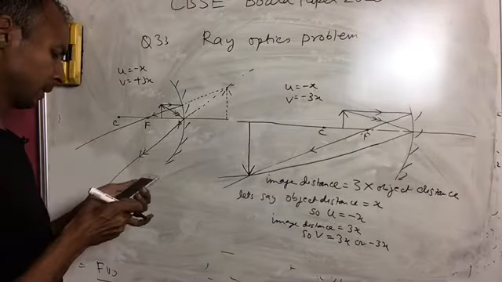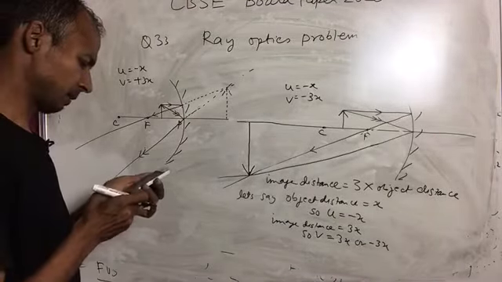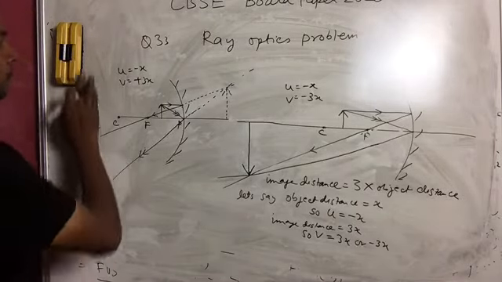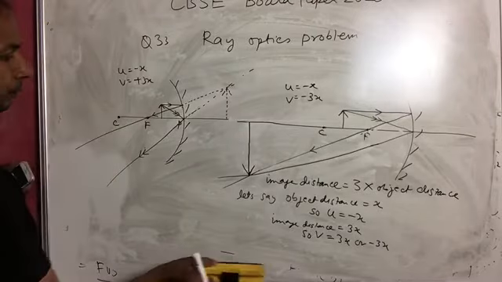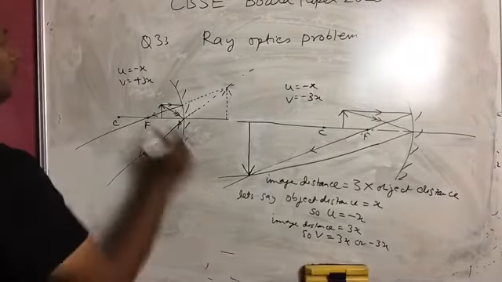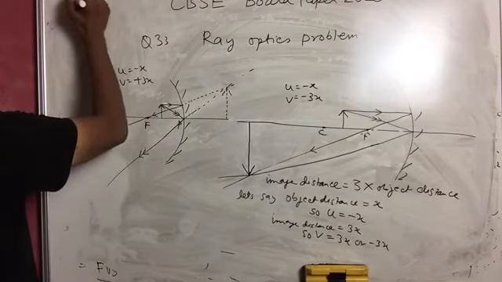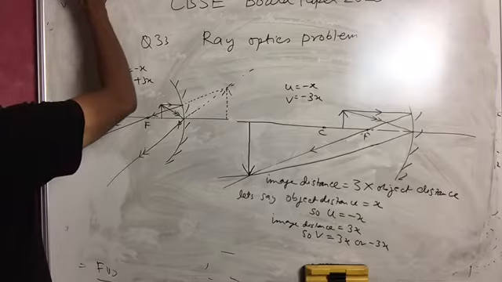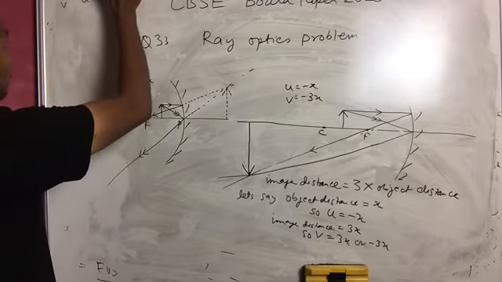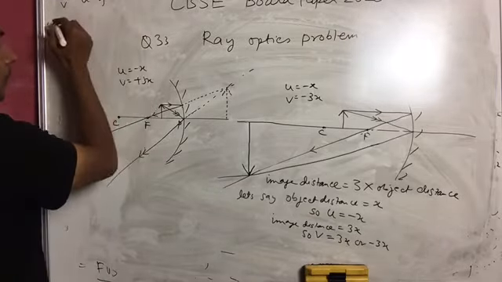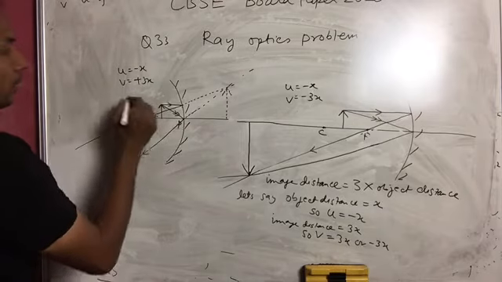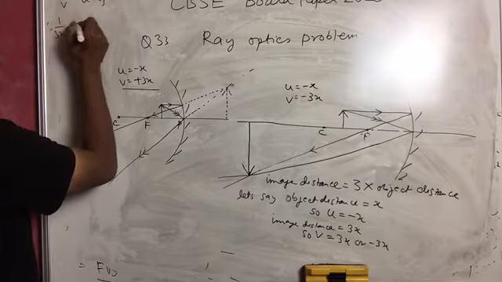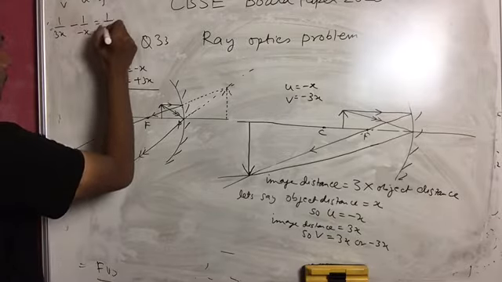Now the focal length is given as 12 centimeter. So now if you apply 1 by v plus 1 by u is equal to 1 by f, the mirror formula, what do we get? First apply it for this diagram. So 1 by 3x minus 1 by minus x is equal to 1 by 12.